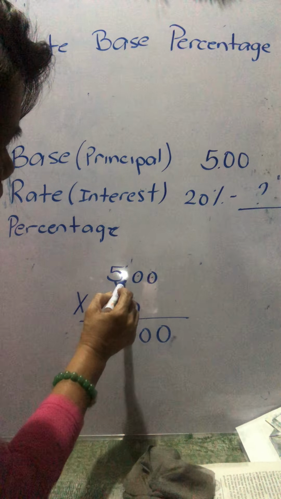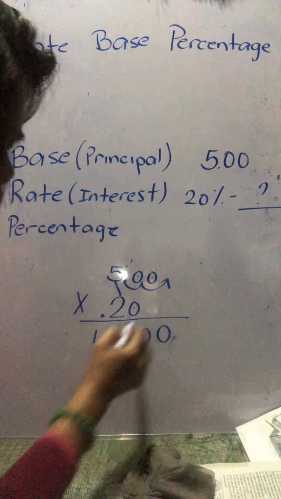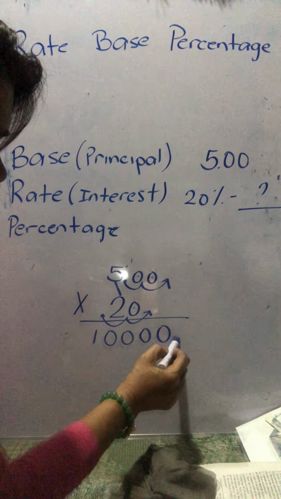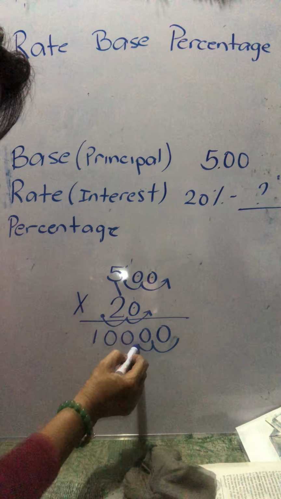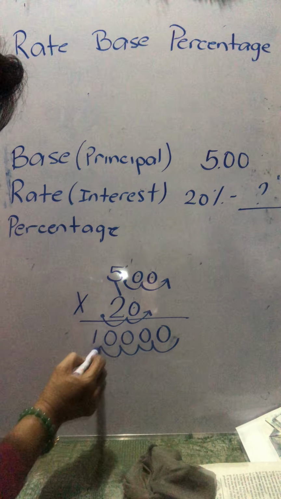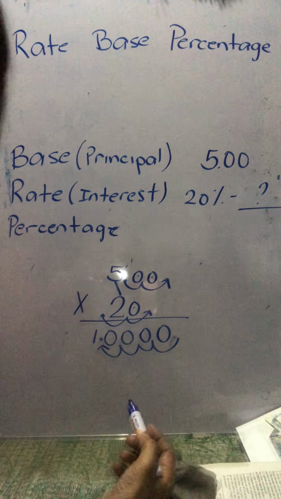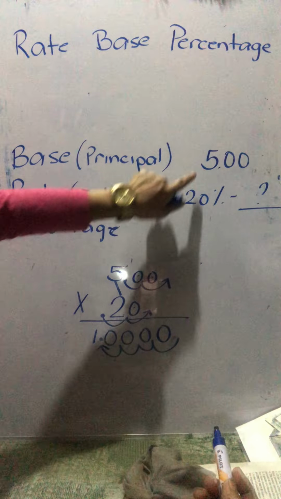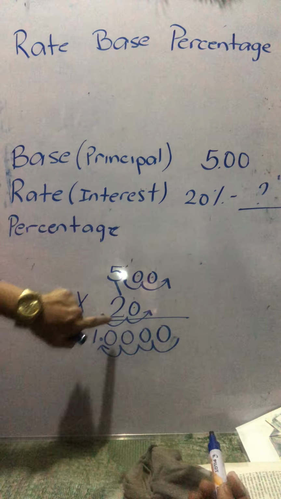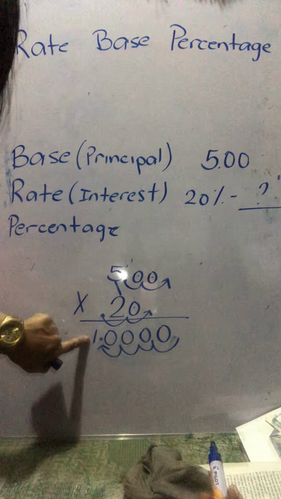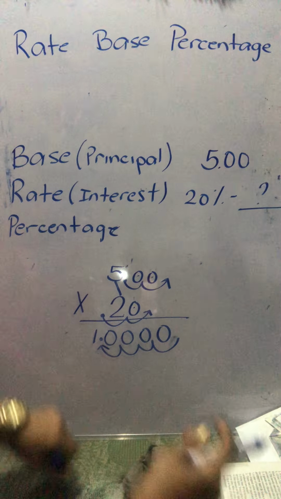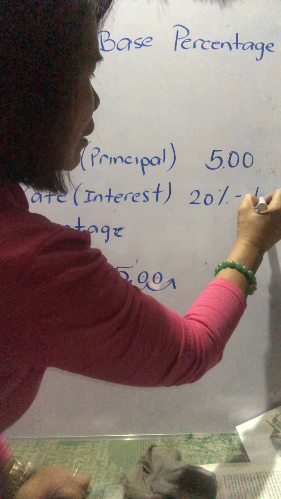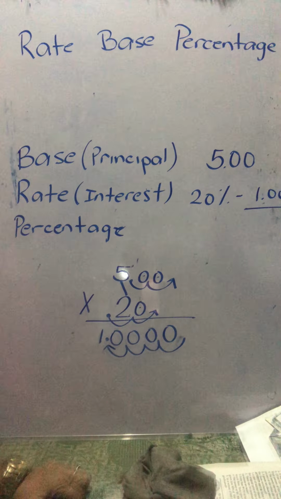Ito siya ngayon. 1, 2, 3, 4. Maglagay tayo. 1, 2, 3, 4. Okay, so ngayon, magkano ngayon yung 20% ng 5 pesos? Ayun o, piso. So, itong 20% ng 5 pesos ay 1 peso. Okay, so nakukuha ninyo ba?